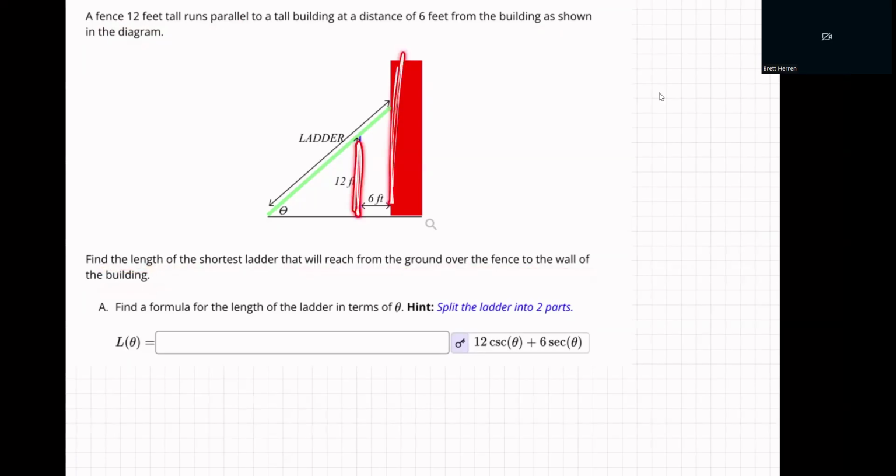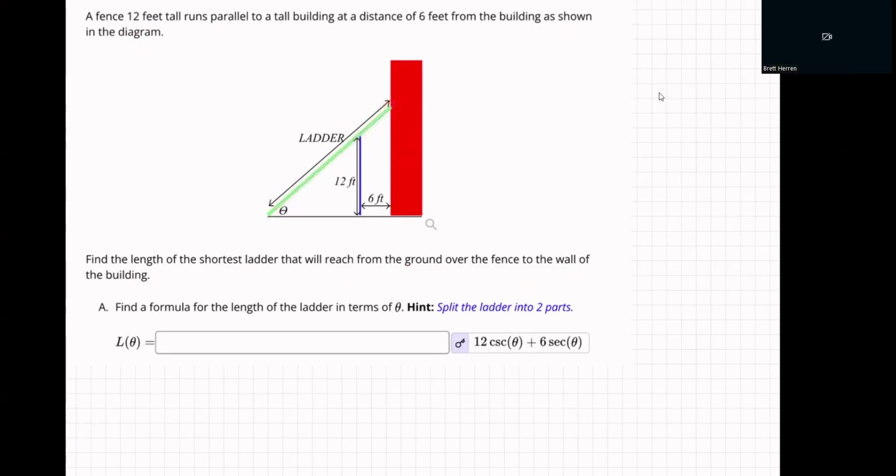We have some big old building here. This is like a side view, it runs along like that. The fence is 6 feet away from the building. And we want to put a ladder that'll reach over the fence and touch the building, right? We want the shortest ladder that will reach from the ground over the fence to the wall of the building. The shortest one that'll just barely make it over, touching the top of the fence and reaching the building.